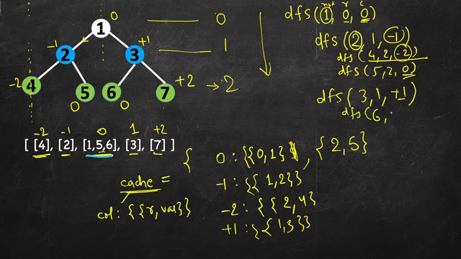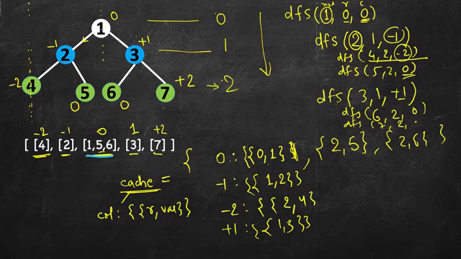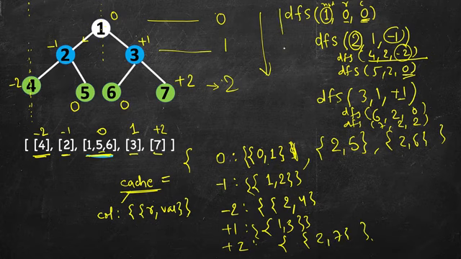So DFS on 6, row number 2, and column number 0. Again 0 is present, so just append it with 6. And also DFS on 7, row number is 2, column number is 2. So 2 is not present. So now this DFS call terminates.